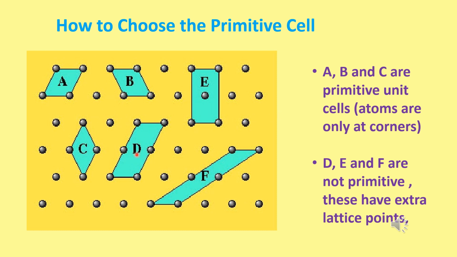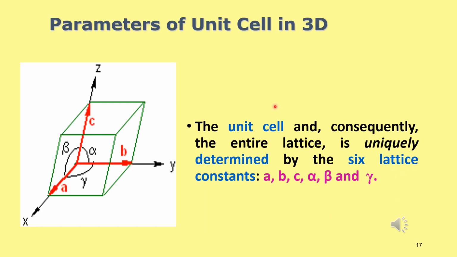Whereas in D, E, and F, we can see there are extra atoms. At the corners there are atoms, but there are also some atoms on the sides and in the center of the body. So D, E, and F are non-primitive because they have some extra lattice points.